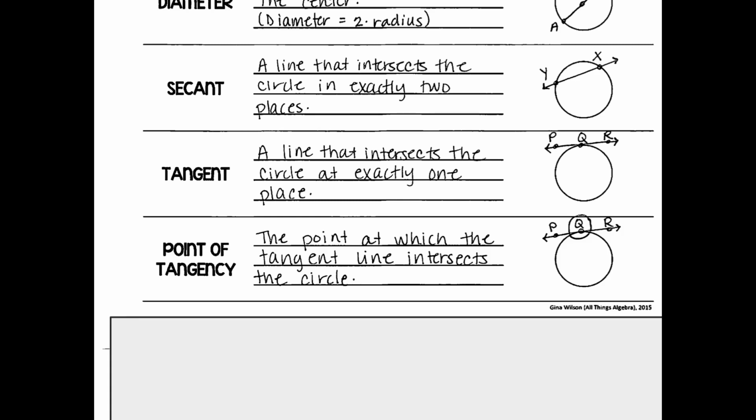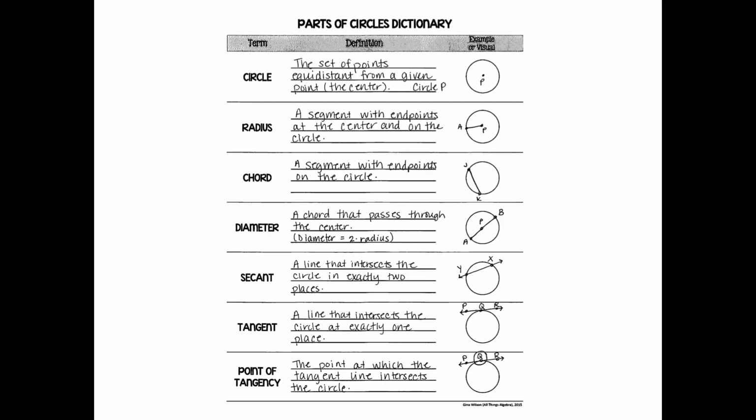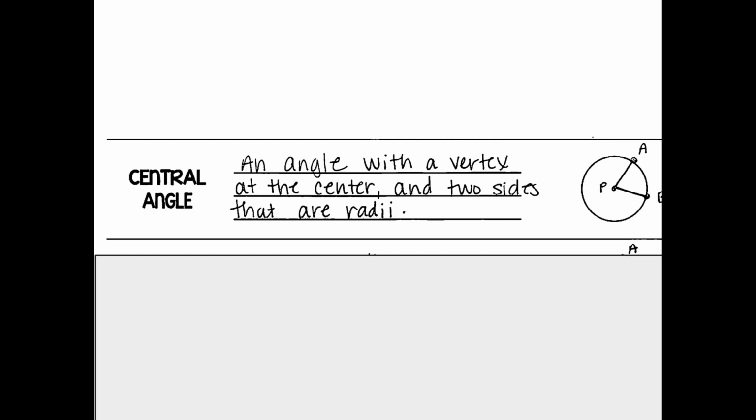Last term for this front of the paper is the point of tangency. The point of tangency is that balancing point. It's the point at which the tangent line intersects the circle. If you need to take a minute to pause the video to be sure to write down these definitions, please do so. Now on to the back side of the paper.